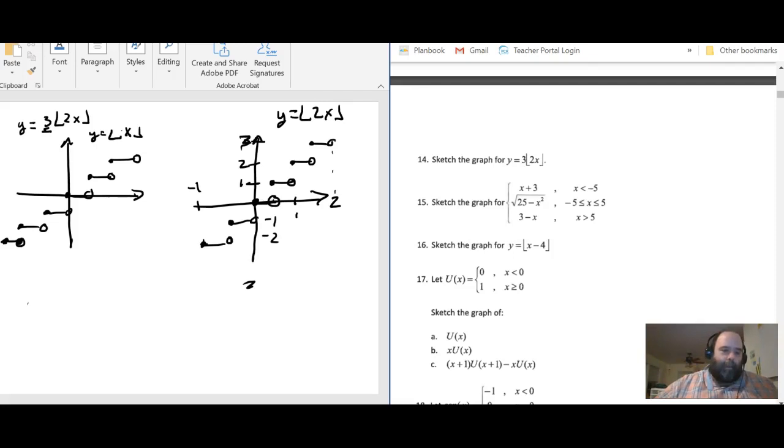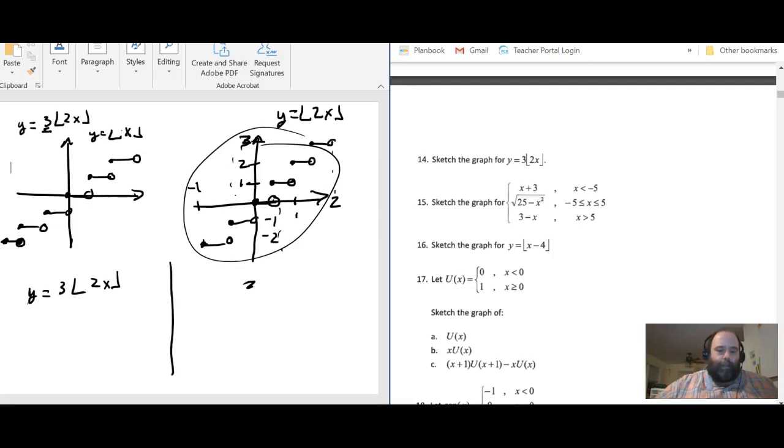So when I throw the 3 in there, I'm going to get y is 3 times the floor of 2x. So it's basically going to be this drawing, but the y scale is going to change, right? So same idea, making my jump every half unit on the x-axis, right? So this is now happening at 1. This is now happening at 2, right? And then I go backwards.